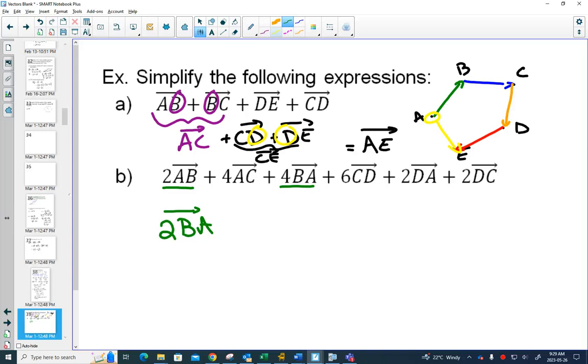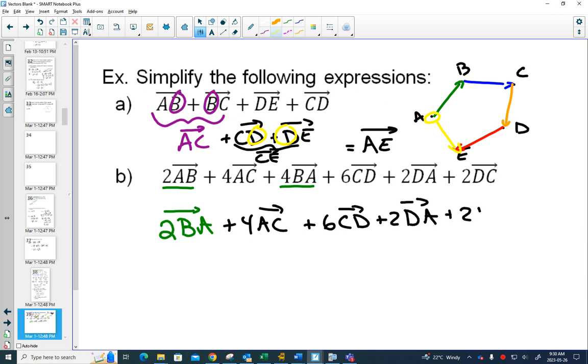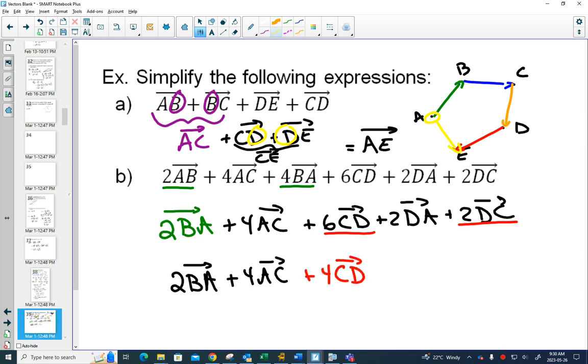You don't have to do this first. Like I said, there's multiple options for doing this one. I'm just going to play around, and if you see something, we'll put it together. So I saw those 2. I'm going to rewrite everything else that I still have. Oh, I could do the same thing with these ones. Those two are the same, just in opposite directions. So I would still have 2 BAs plus 4 ACs. And those two, if I combine them together, would still be 4 CDs.